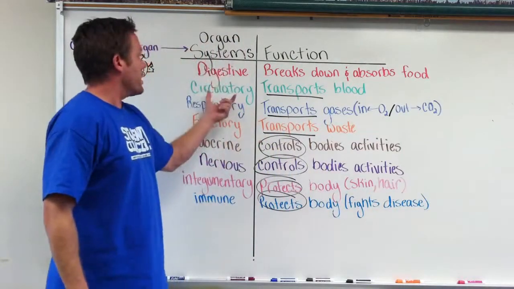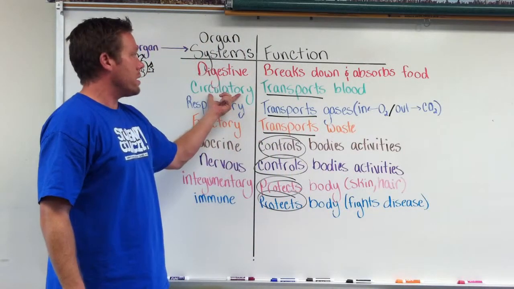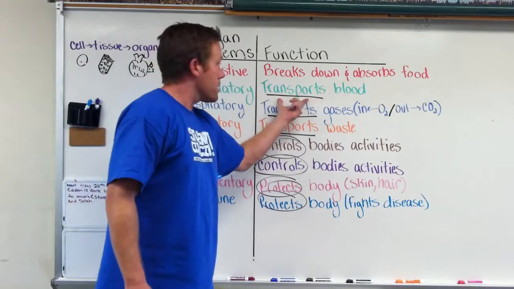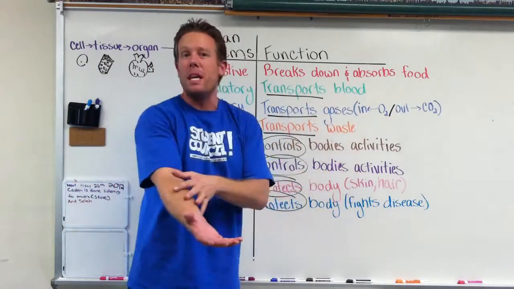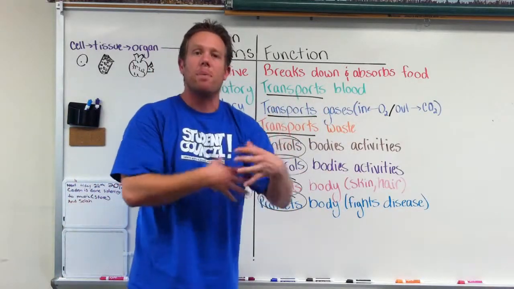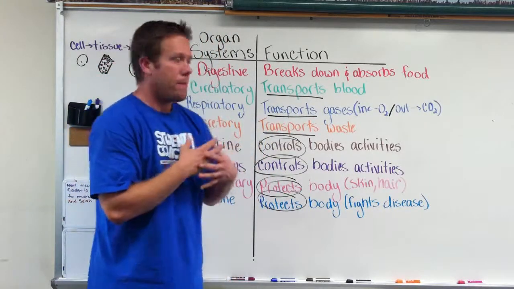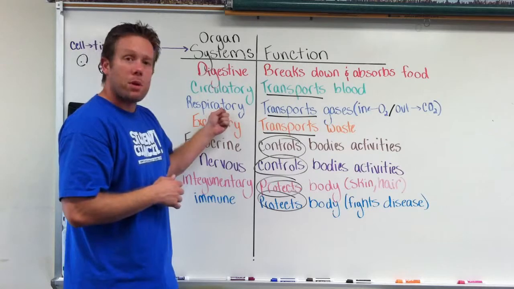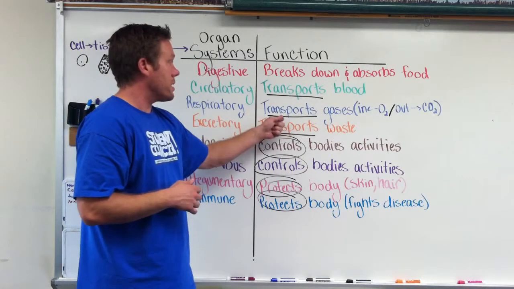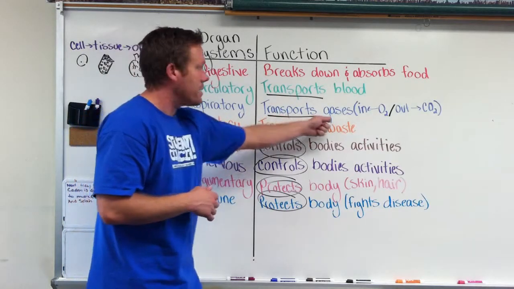Some of the other organ systems is the circulatory system. The circulatory system transports blood. That's going to be your veins, your capillaries, your heart, the blood, that sort of thing. Then you have the respiratory system. The respiratory system transports gases.